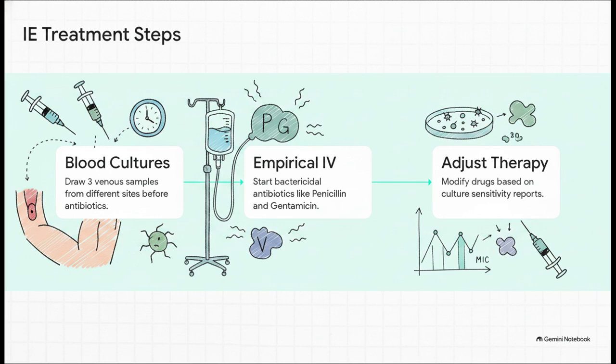Step 2, start empirical IV bactericidal antibiotics. Remember that microscopic fortress? Since those vegetations don't have their own blood supply, your immune system can't really reach the bacteria hiding inside. So you need massive serum concentrations of aggressive drugs, like ceftriaxone and gentamicin, or vancomycin. Step 3, once the lab identifies the exact bug, you adjust the drugs. This therapy is grueling, often lasting 4 to 6 weeks, just to make sure the medication fully penetrates that vegetation.